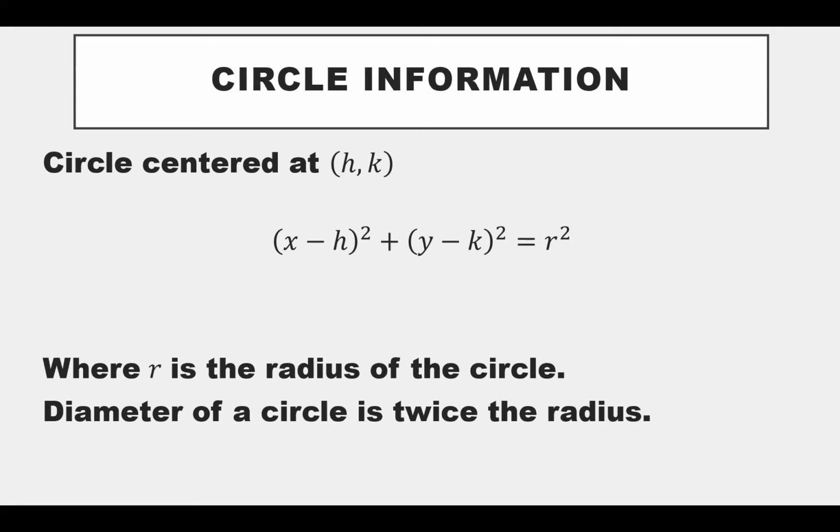Now, we still have the basic circle information that we had from before. r is the radius of the circle. The diameter is twice the radius. But now we're just centering it at a different spot.